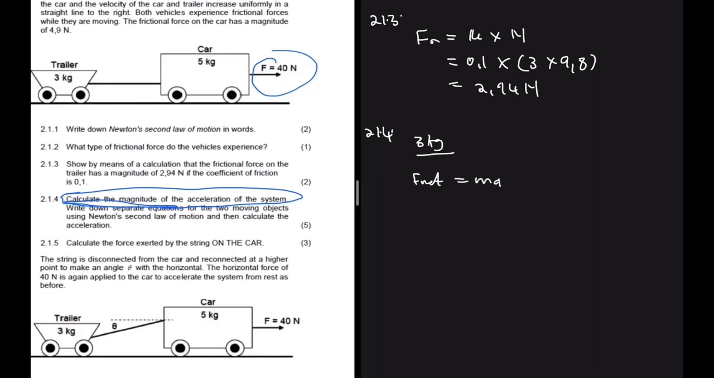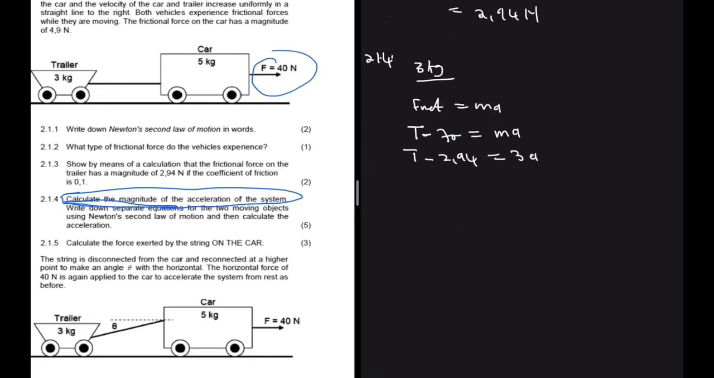Now the question becomes, which forces are acting on the trailer, right? So on the trailer, we have the tension, right, from the car and through the string that is in between, minus all the forces that are opposing the motion. What are the forces opposing the motion? The force that is opposing the motion on the trailer is the friction, and then that equals the mass times the acceleration. So the tension is unknown, but we know that the friction is 2.94. The mass is 3 kg, and the acceleration is also unknown.